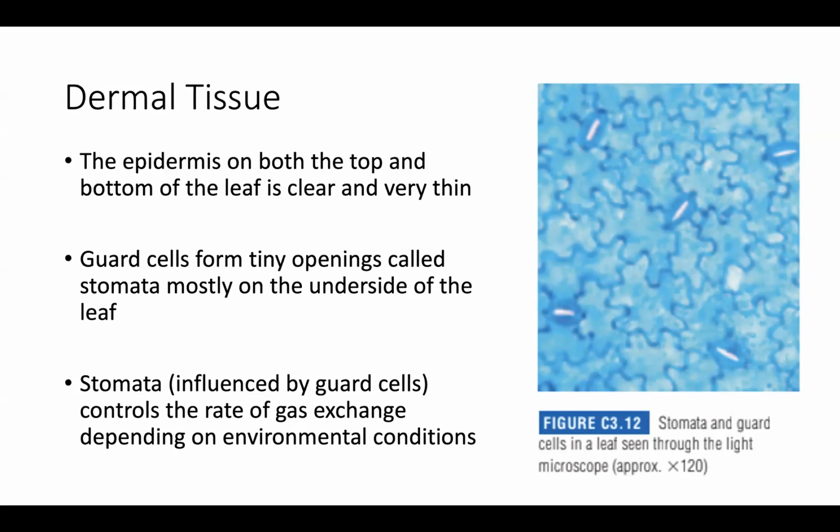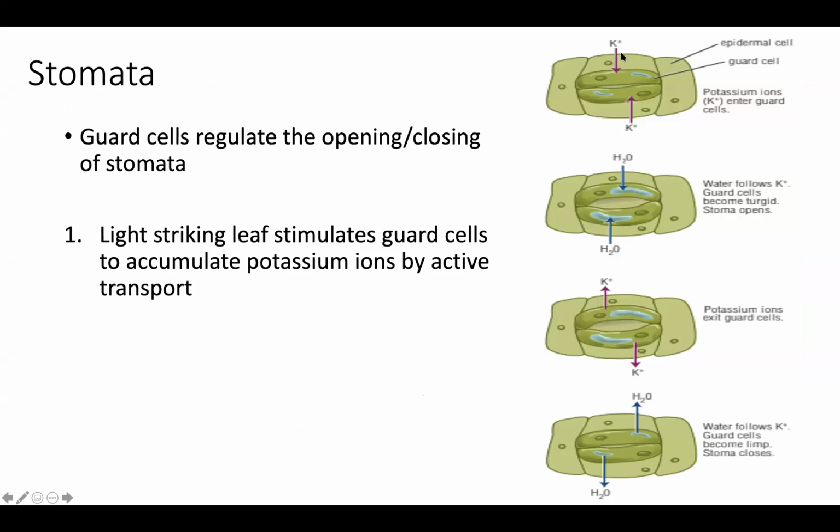Stomata, so this is influenced by guard cells. These will control the rate of gas exchange depending on environmental conditions. So if it's really hot and dry, these stomata may close just to prevent excess water loss. Okay, so this is a cellular level of what is actually occurring in the stomata.